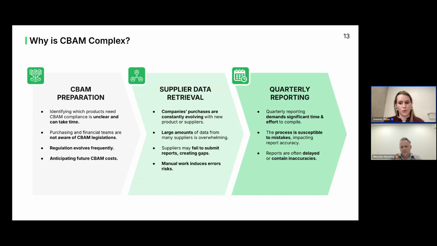And finally, there's the quarterly reporting aspect. That is a heavy lift. Preparing CBAM reports, even quarterly, demands significant time and effort. So mistakes are common, undermining the accuracy of these reports as well. And delays or inaccuracy can lead to penalties, reputational damage, or pressure from clients.